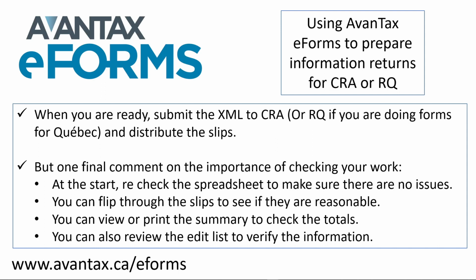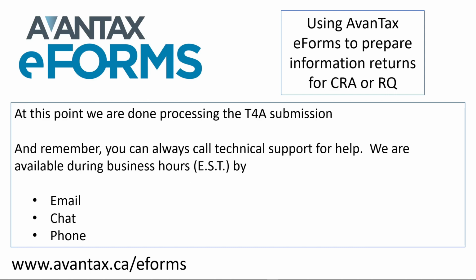At the start, recheck your spreadsheet to make sure there are no issues. You can flip through the slips to see if they are reasonable. You can view or print a summary to check the totals, and you can also review the edit list to verify the information. At this point, we are done processing the T4A submission.